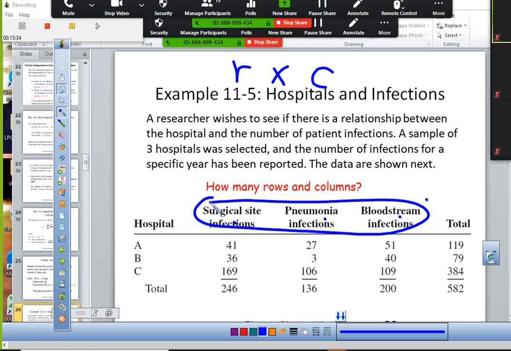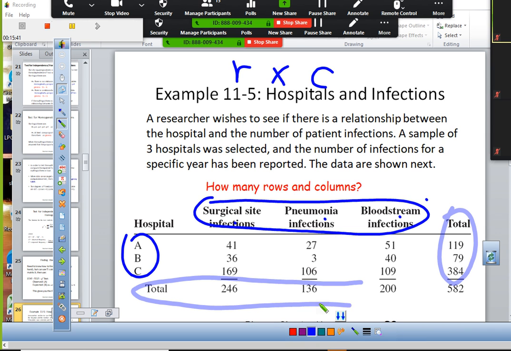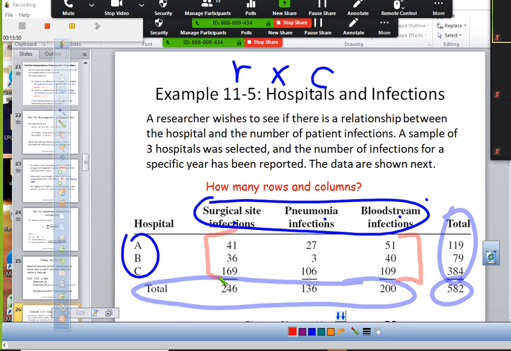We have hospitals. We have 3 of them. These guys here are totals. Don't count the totals. Those are just totals, totaling things up. They're not actual data. Our actual data is this right here, this 3 by 3 matrix. So let's say 3 by 3. Good? And again, it goes rows, then columns.